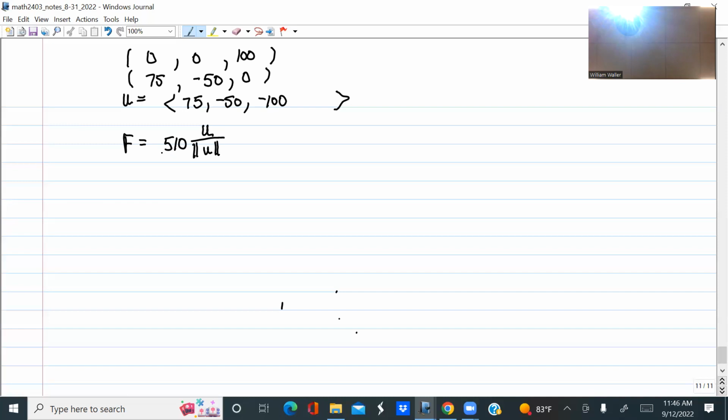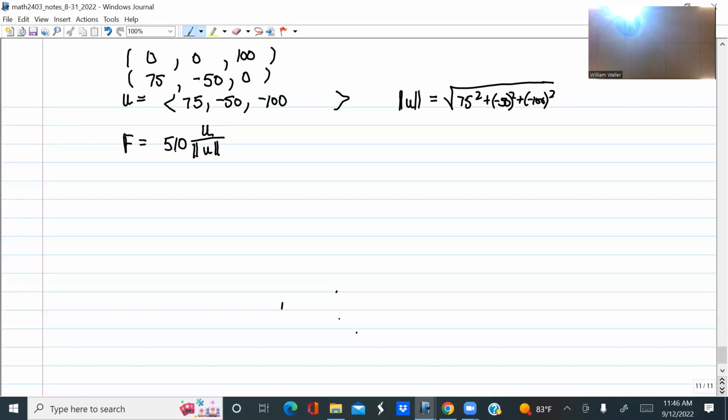The rest of this now is purely computation. You have to figure out what the magnitude of U is. The magnitude of U is the square root of all of these things squared: 75 squared plus negative 50 squared, plus negative 100 squared. Make sure you take the square root of that. And then divide all these components by this quantity, and then multiply through by 510.